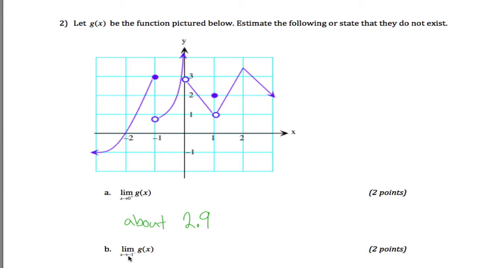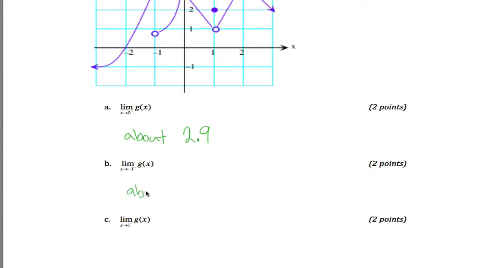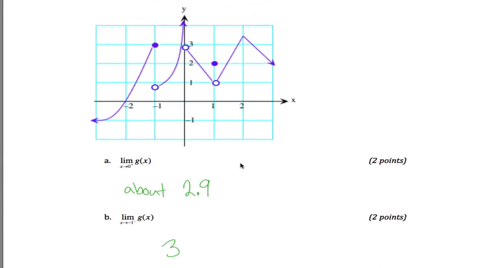What about if we're approaching -1? So now we're talking about over here, but we're coming from the left-hand side. Well, then your height is going to be whatever the height of this purple circle here is. Looks like it's right on the line to me, so I'd say that's about 3. I'm just going to put 3. What is this height? Looks like it's about 3 to me.